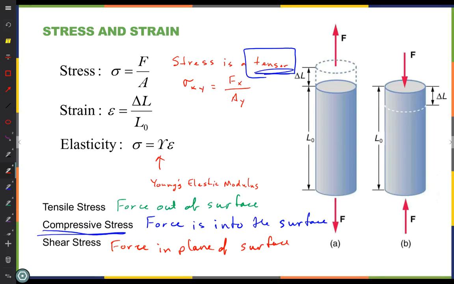So the two pictures here show, well, let me just ask you, which kind of stress is shown in figure A? Which one of the three? Okay, Mahala has an answer. Which one? Tensile. Okay, tensile. And she's right, because the force is coming out of the surface. Now, the second one is just the opposite. The force is into the surface, so what do we call that? Compressive. And so what direction would the force have to be if it was a shear stress? A force like that would make a shear stress.